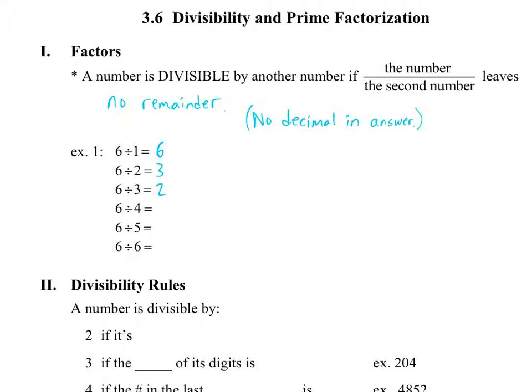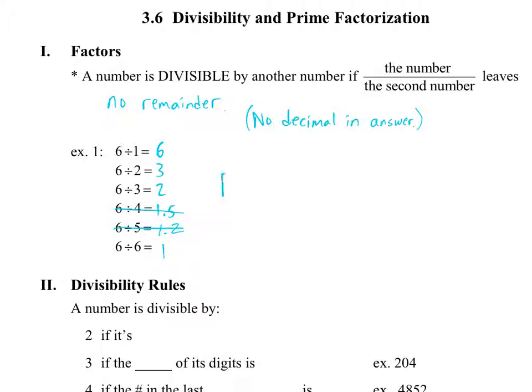6 divided by 4, though, is 1.5. So it's officially not divisible by 4. 6 isn't divisible by 4. 6 divided by 5 is going to be 1.2. So you get that 0.2, or you get a remainder. You have a decimal in your answer, so that's not divisible by 5. 6 divided by 6 is 1. So we could then say that 6 is divisible by 1, 2, 3, and 6.